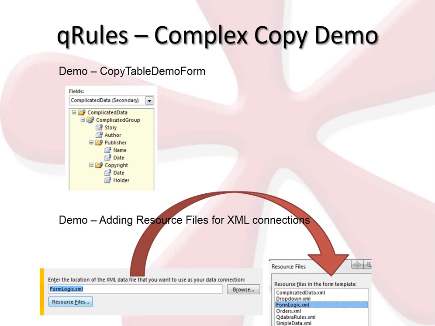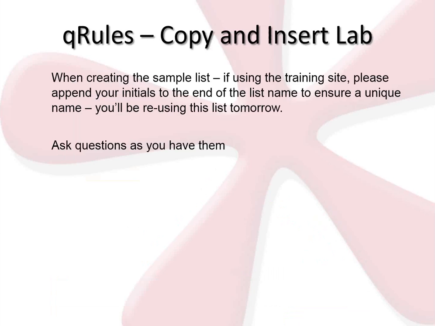At any rate, that's kind of it for the demo. We've got a copy and insert lab. If you're using the training site, there's a point in this lab where we create a sample list. Use your initials at the end of the list, or whatever your sign-in name is, whether you're rosemary or mint or thyme, whichever herb you got. And that way you'll have a unique list name because we are going to reuse the list tomorrow. Ask questions as you have them.